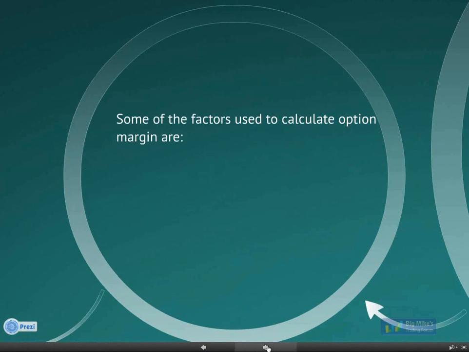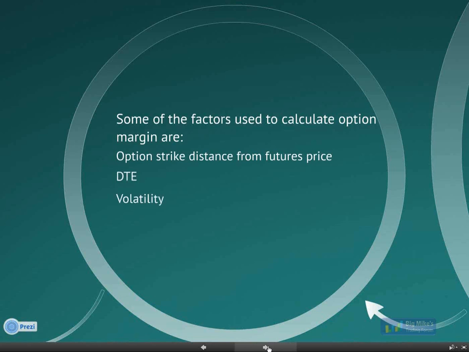Some of the factors used to calculate option margin are the option strike distance from the futures price, which we covered earlier with the hill and the flood diagram. There's also the days till expiration, or DTE. And there's also the volatility. Today was a very prime example of volatility in the natural gas options. They were much higher priced than what you would normally expect because of all the volatility that's been in natural gas lately. And there's also a broker multiplier.